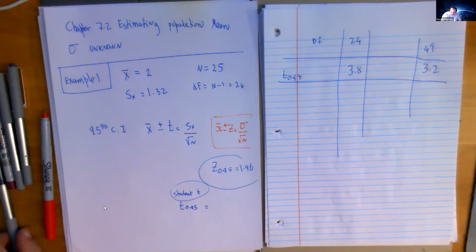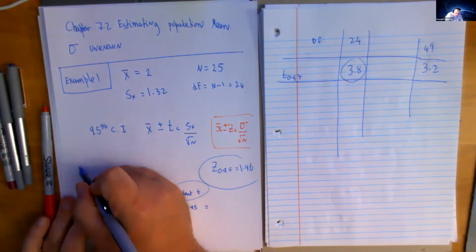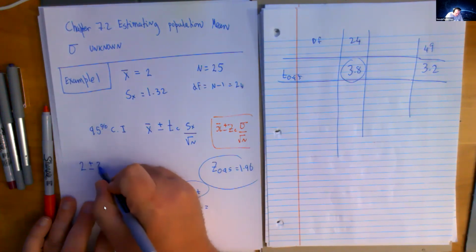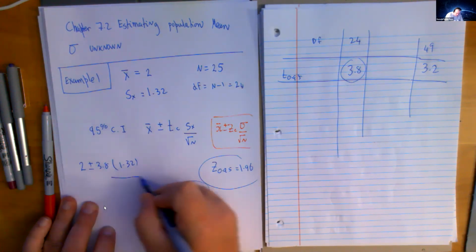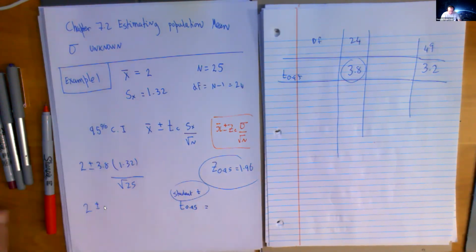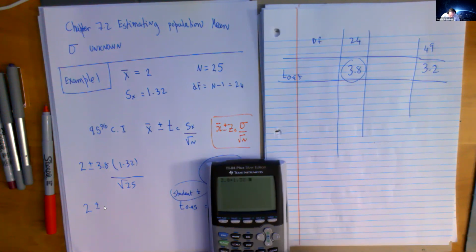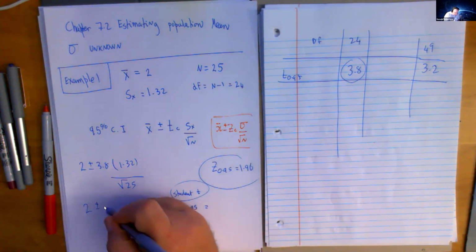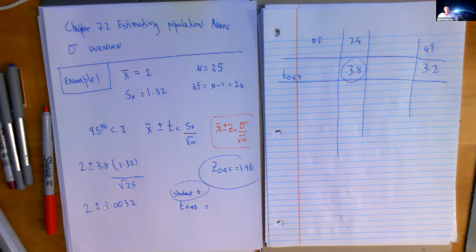So let's just pretend, because I'm making this up, that that was the magic number for this story. We would do X bar, which is 2, plus or minus 3.8 times 1.32 divided by the square root of 25. And this is called the margin of error. So that's 2 plus or minus, see what this looks like, 3.8 times 1.32 divided by the square root of 25 is 5. So you're going to get, whoa, that was unusual, 1.0032, which is pretty much plus or minus 1, isn't it?